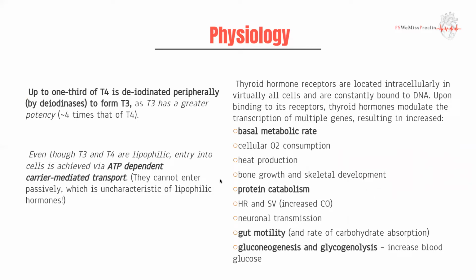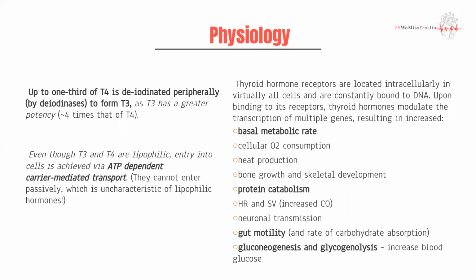Now, you need to know that up to 1/3 of T4 is deiodinated peripherally. So T4, we take away an iodine to form T3. And this is because T3 has a greater potency and acts more on peripheral tissue. It's about 4 times that of T4.